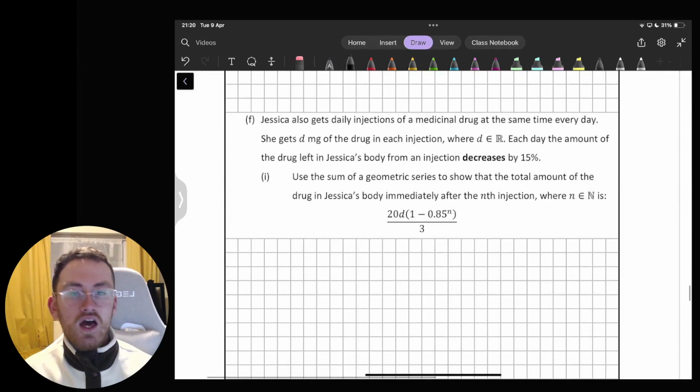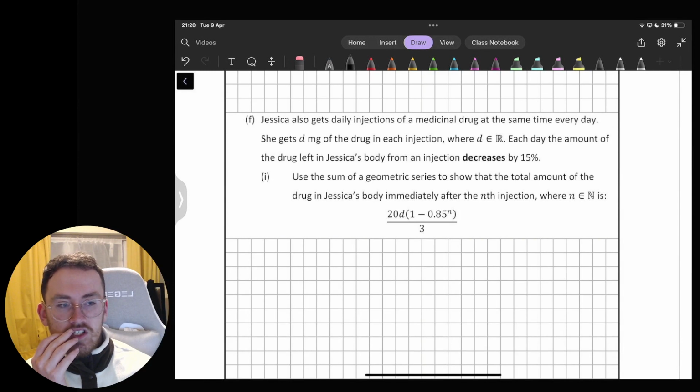Okay. Moving on from Alex a little bit, we're going to look at Jessica now. Jessica also gets daily injections of a medicinal drug at the same time every day. She gets D milligrams of the drug in each injection, where D is an element of R. Each day the amount of drug left in her body from an injection decreases by 15%. Use the sum of a geometric series to show that the total amount of drug in Jessica's body immediately after the nth injection, where n is an element of N, is 20D times 1 minus 0.85 to the power of n all over 3.